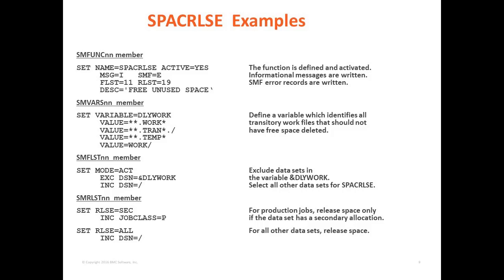The F list excludes the variables we have defined and includes other datasets for consideration for space release. There are two R list set statements. The first rule releases space only for jobs with the secondary space coded and execute with a job class PFP. The second rule releases space for the remaining datasets.